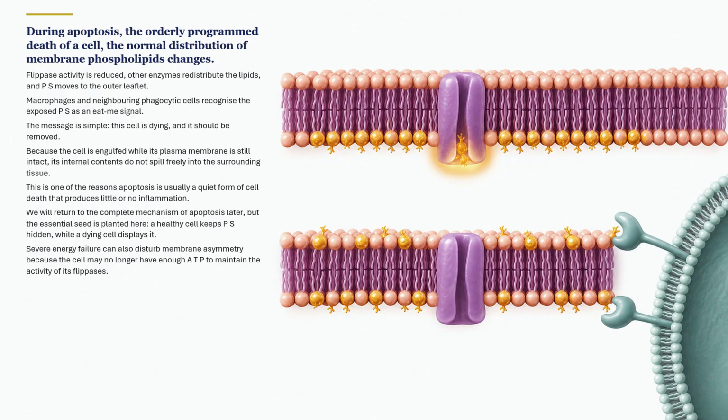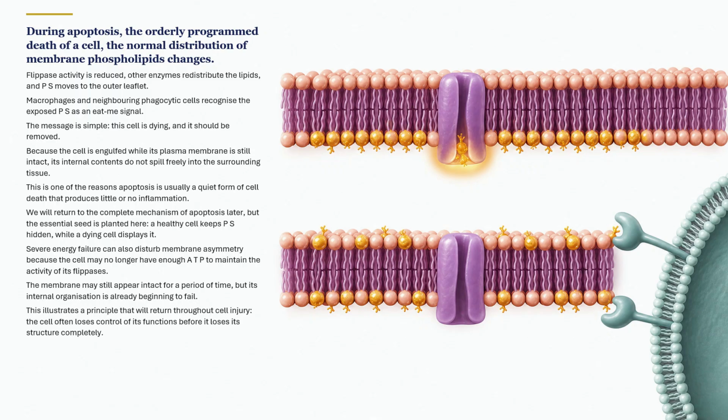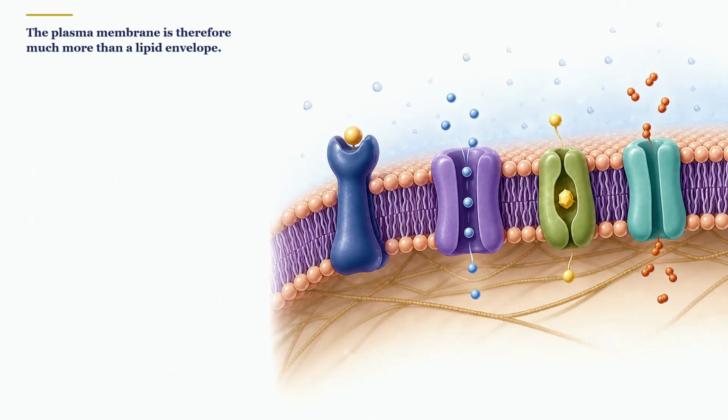Severe energy failure can also disturb membrane asymmetry because the cell may no longer have enough ATP to maintain the activity of its flipases. The membrane may still appear intact for a period of time, but its internal organization is already beginning to fail. This illustrates a principle that will return throughout cell injury. The cell often loses control of its functions before it loses its structure completely. The plasma membrane is therefore much more than a lipid envelope.